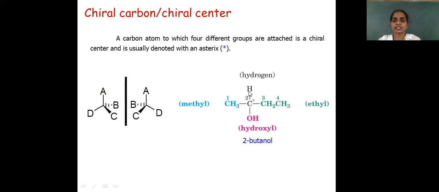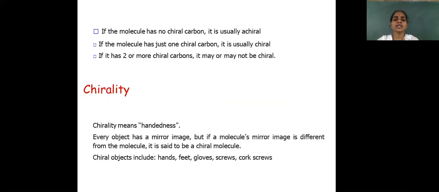Here, if you see the hydroxyl group, the methyl group and the ethyl group, that means the chiral carbon is attached to 4 different groups. And chirality, in Greek, means handedness. Any object which shows chirality is always a mirror image of the other. If a molecule has a mirror image that differs from the molecule, it is said to be a chiral molecule or a chiral carbon.